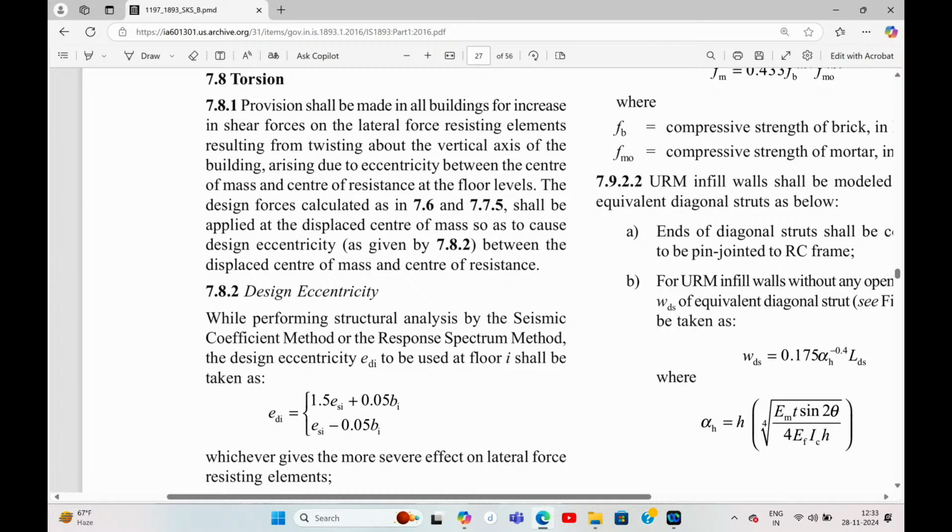Yes, sir. So what it is written, arising due to eccentricity between the center of mass and center of resistance at the floor levels. We have also mentioned that at a particular floor, that is floor ith, it may be first, second, third, fourth, right? The design forces calculated as in section 7.6, that is static coefficient method, and 7.7.5, which is response spectrum method, shall be applied at the displaced center of mass so as to cause design eccentricity as given in 7.8.2 between the displaced center of mass and center of resistance. So we have to calculate design eccentricity.